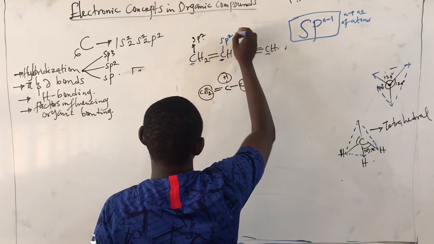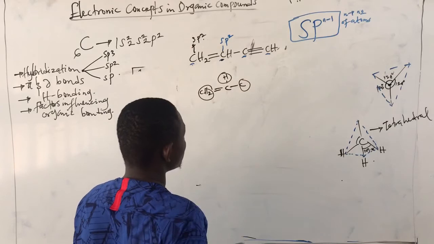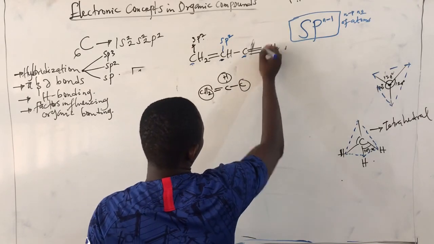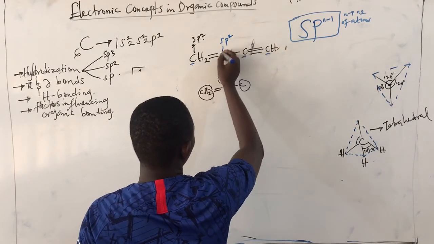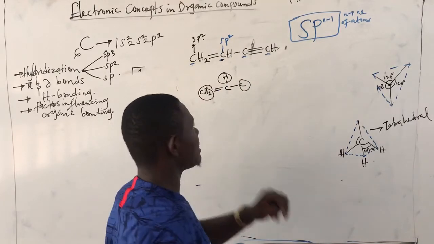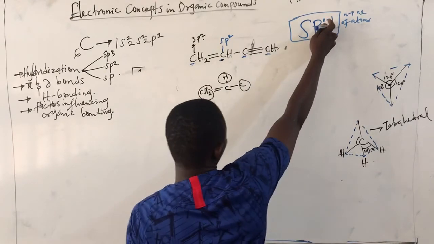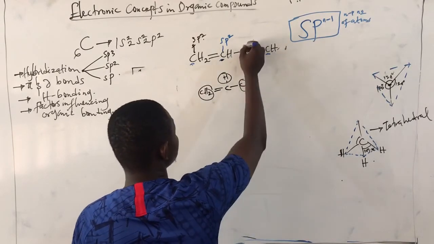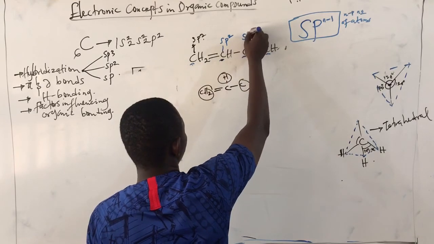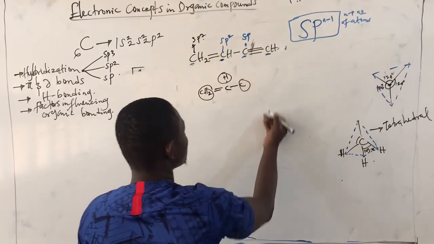So it means that this particular carbon is sp2 hybridized. As for this carbon, in the front of it we have 1 molecule, and in the back of it we have 1 molecule, which means we have 2 molecules attached to it. So if you substitute 2 into here, 2 minus 1 is what? 1. So this particular carbon is sp hybridized.